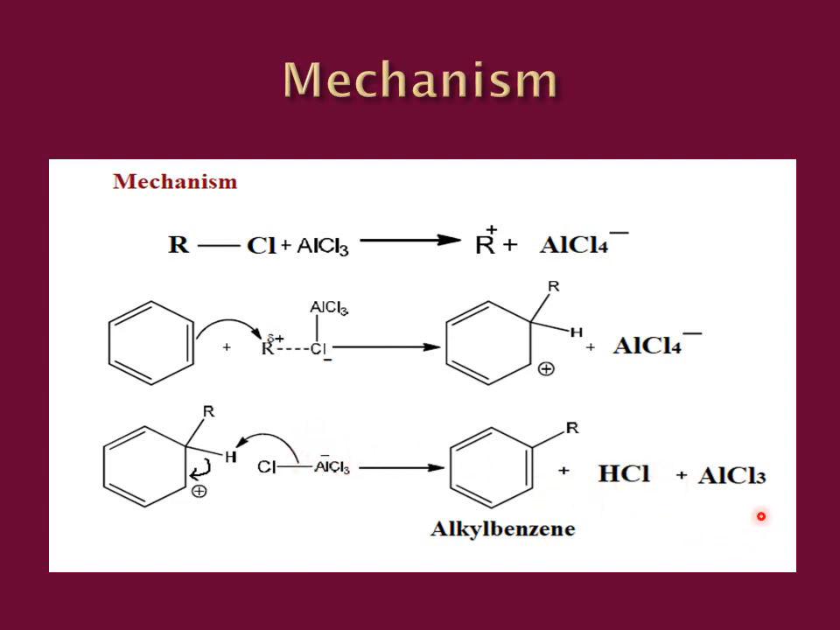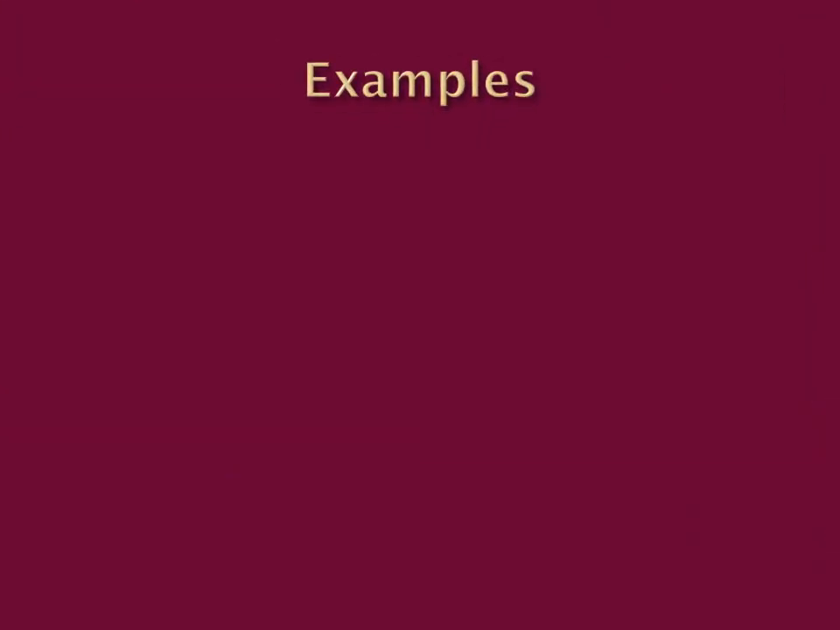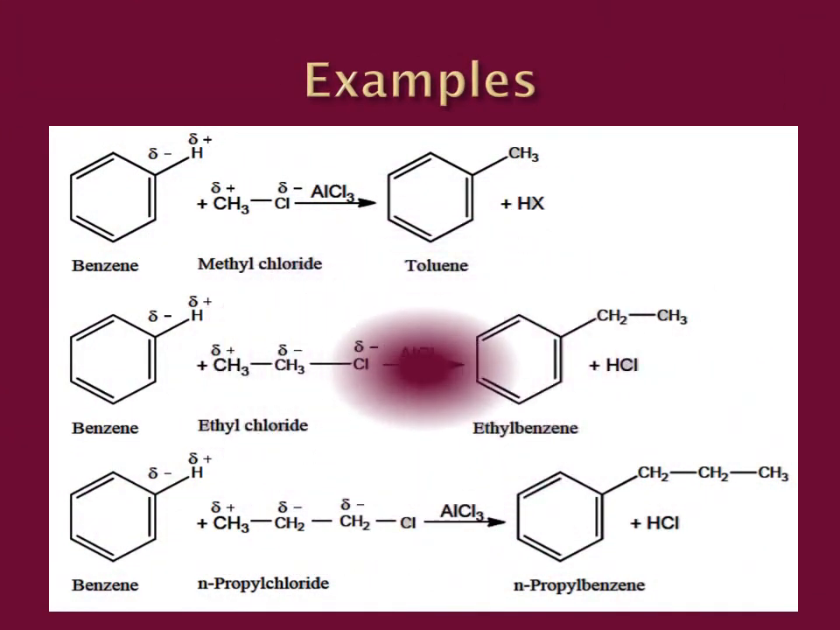Students, here are some other examples of Friedel-Crafts alkylation. For example, if we are using methyl chloride, a methyl group is substituted on benzene giving you toluene. If we are using ethyl chloride, an ethyl group is substituted giving ethyl benzene. If you are using n-propyl chloride, it is going to give you n-propyl benzene, and you can write the mechanisms just as we discussed.